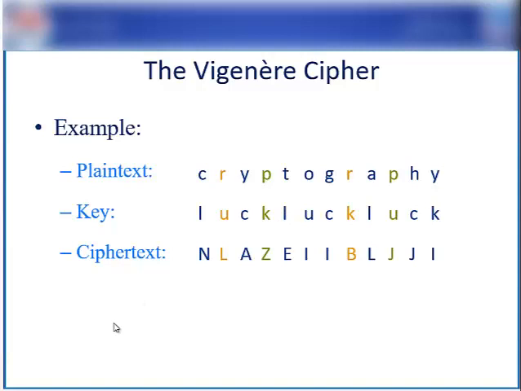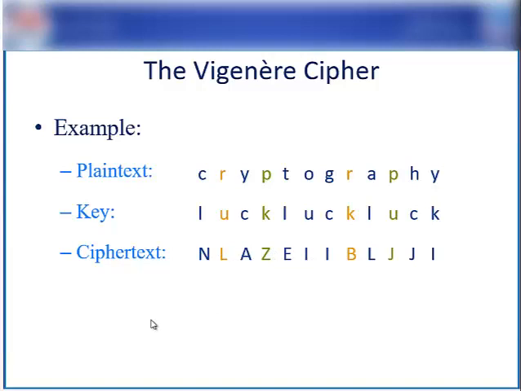Also, recall that we encode every letter of an alphabet with a number from 0 to 25, so that A becomes 0, B becomes 1, C becomes 2, and so on up to Z, which is encoded as 25. After encryption, we obtain the ciphertext, which starts with M, L, A, Z, E, and so on.